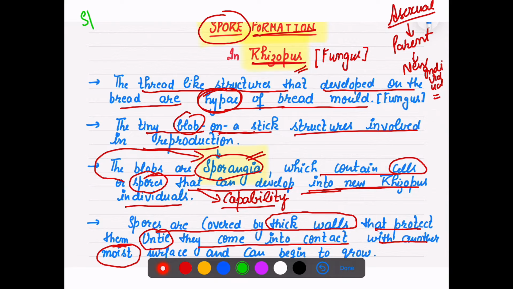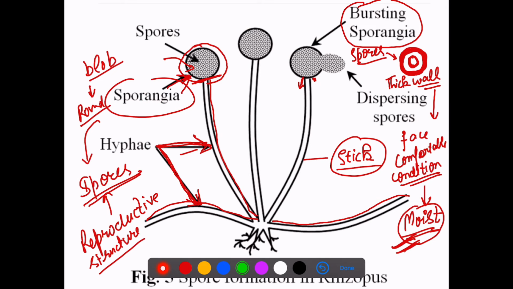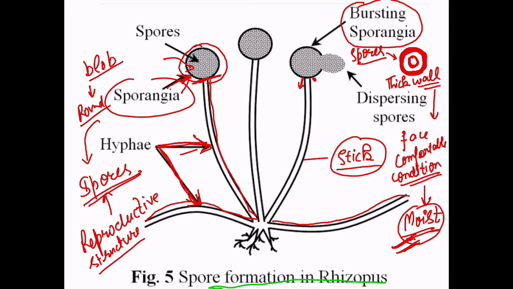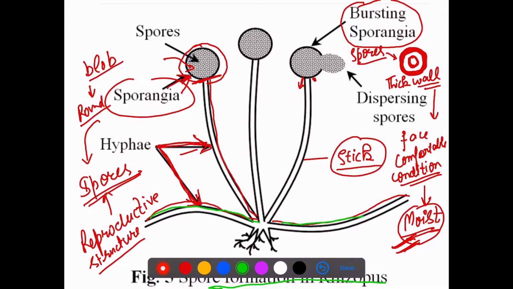So what do we need for spores to grow? We need a comfortable moist surface, that is when this fungus can grow. So this structure is now very clear to you, that is spore formation in Rhizopus. These connecting links are the first structures which start developing on the bread, and you call these structures hyphae. On the tip of the hyphae there is sporangia, and inside the sporangia there are tiny structures which we call spores. And when this sporangia bursts, these spores are released into the environment.